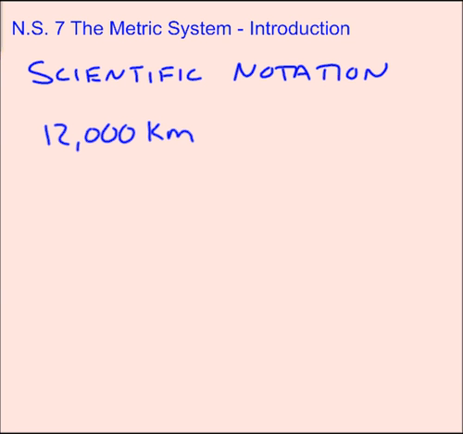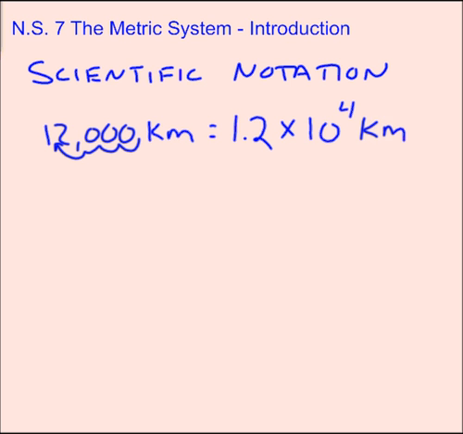So if we started with a distance of 12,000 kilometers and wanted to express this in scientific notation, what we would need to do is move the decimal point back between the 1 and the 2. I then have a decimal between 0 and 10, and now I'm going to multiply it by 10 to a power. And because I moved the decimal point 4 places to the left, that would be 10 to the 4th. All right, so 12,000 kilometers is the same as 1.2 times 10 to the 4th.